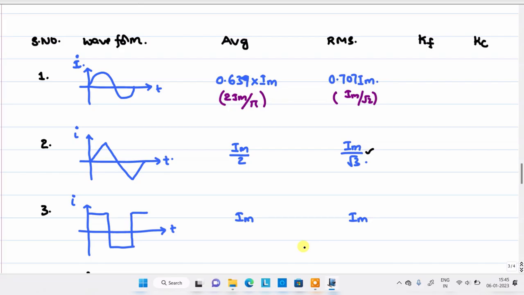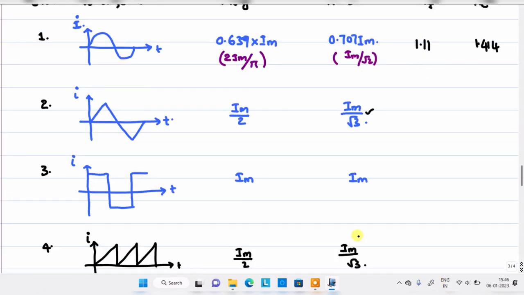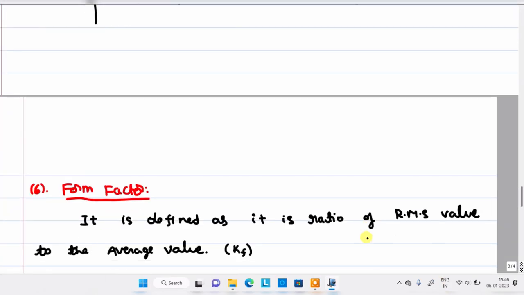Everyone calculate. For sine wave we already did, right? So form factor for sine wave is 1.11. Peak factor for sine wave is 1.414. Likewise, you can calculate the remaining parameters. This is the assignment for you: send it in our Telegram group. Okay, then I will verify whether it is correct or wrong.